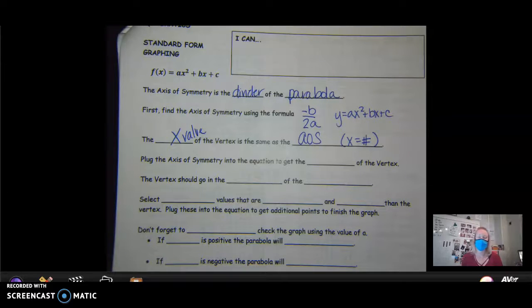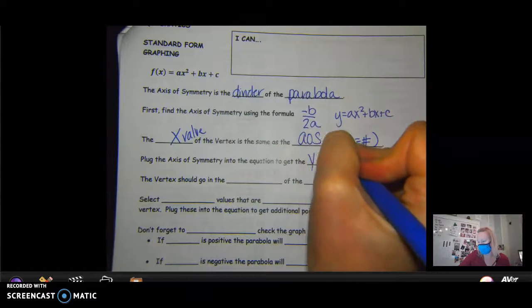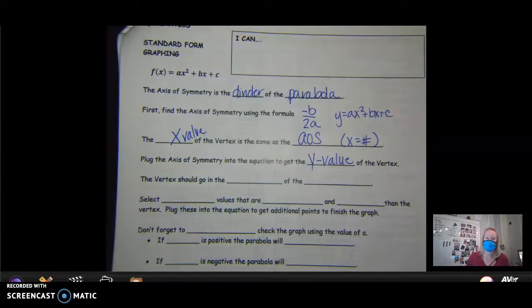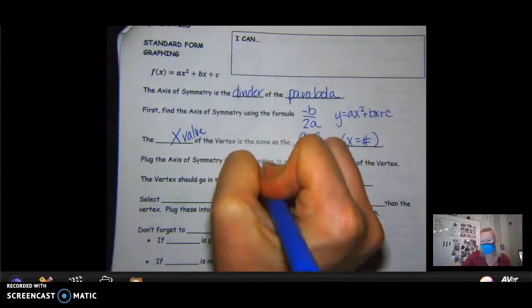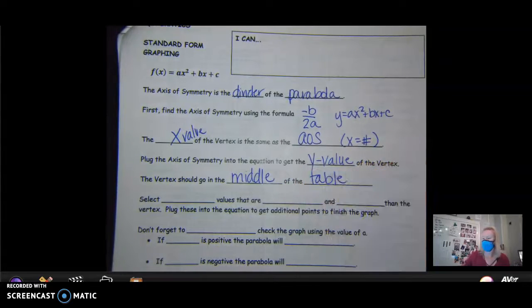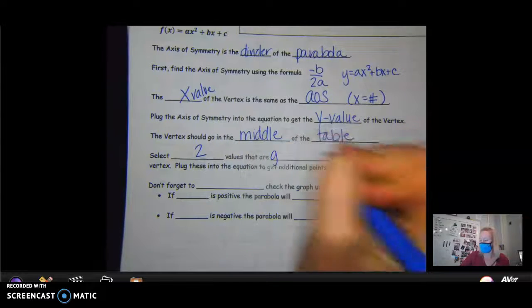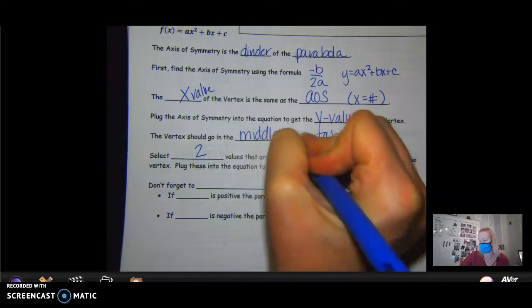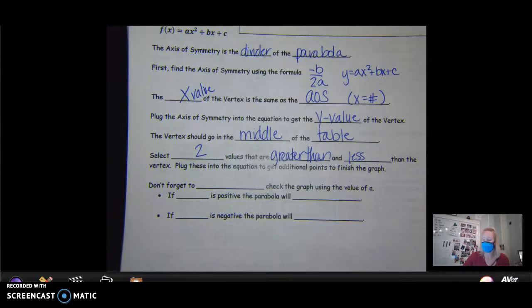You're going to plug the axis of symmetry into the equation to get the y value. This is what we did on Friday, or on Thursday, of the vertex. The vertex should go in the middle of the table. Select two values that are greater than and less than the vertex. Plug these into the equation and get additional points to finish the graph.